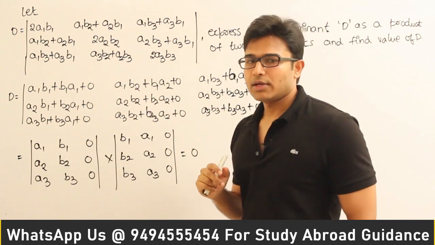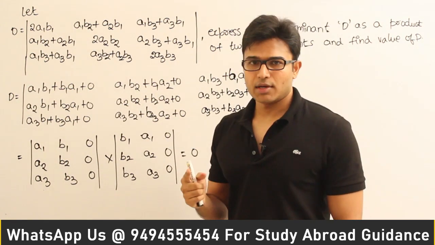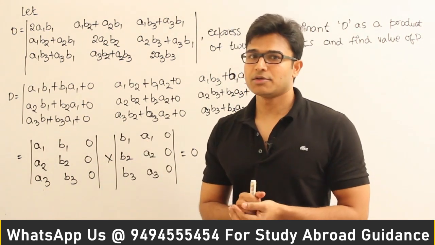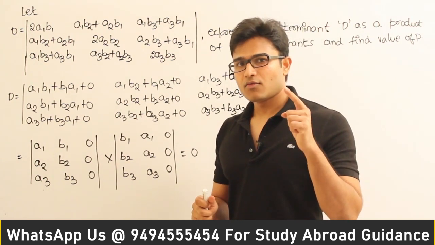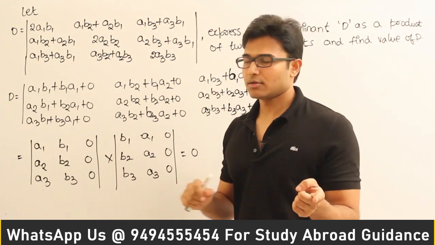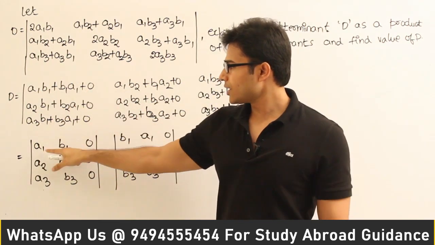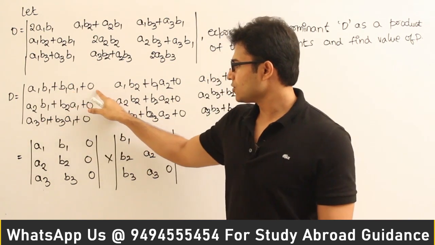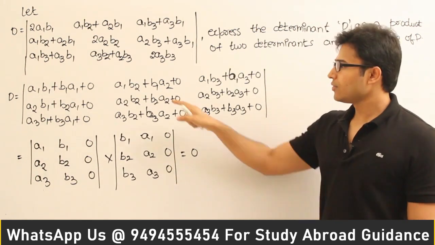Now you can observe that this element 1 1 would have been formed by, I'm thinking about row by row multiplication, taking the first row from the first determinant and the first row from the second determinant. This element is 1 1. Therefore a1 b1 0, I'm writing it as the first row of the first one, and then b1 a1 0, I'm writing it as the first row of the second one. Got it?